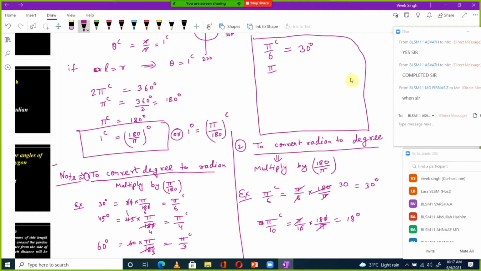Pi by 4 radian will be 45 degree. Pi by 3 radian will be 60 degree. Pi by 2 radian will be 90 degree. At least these 4 you have to remember always.